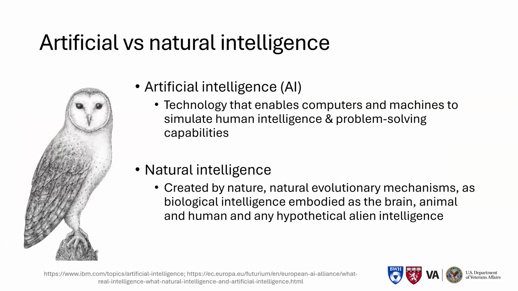And so this is hoping to give you a sense of what's the difference between natural and artificial intelligence. So natural intelligence is something created by nature, natural evolutionary mechanisms. Biologic intelligence, what's hardwired in the brain, or any, including, this is in one of the definitions out there, hypothetical alien intelligence. But contrast that to artificial intelligence, which is technology that enables computers and machines to simulate human intelligence and problem-solving capabilities. So it's not in and of itself, doesn't have common sense, but we can train it or tell it, give it general guidelines on what it is we're trying to do.